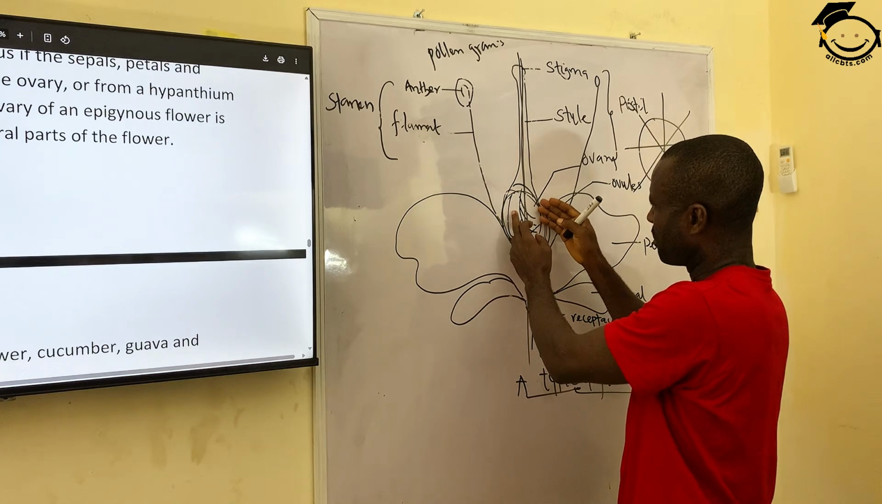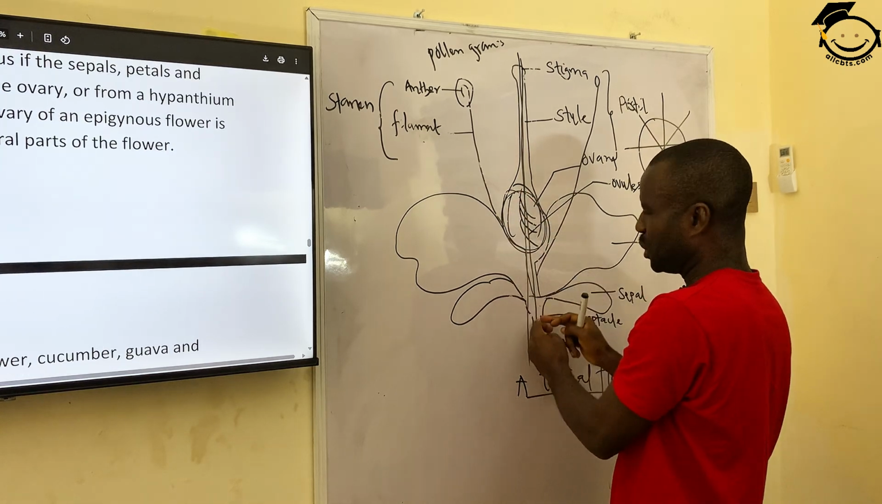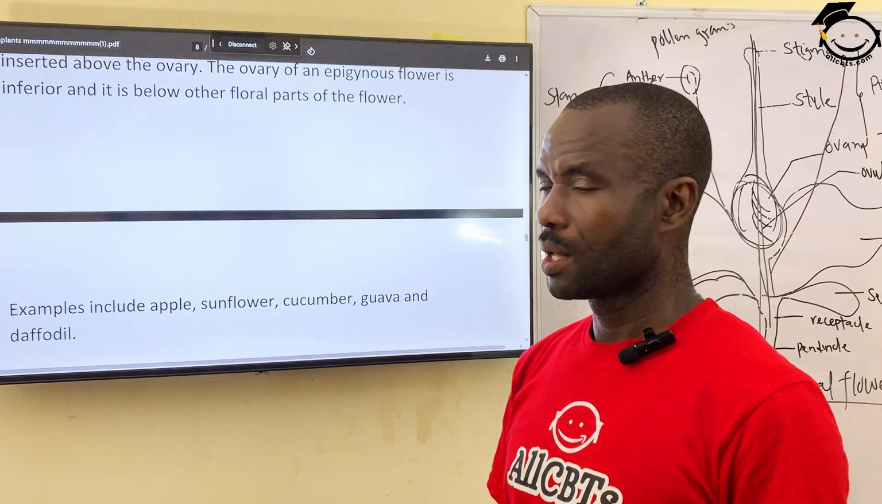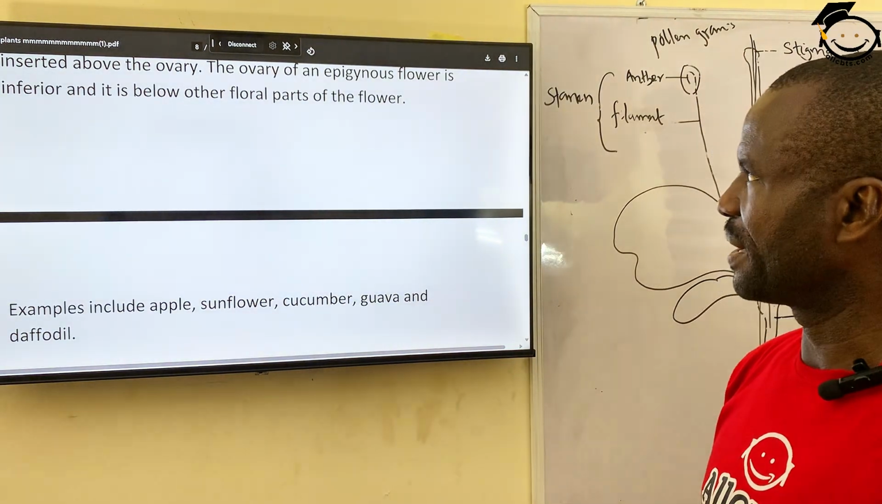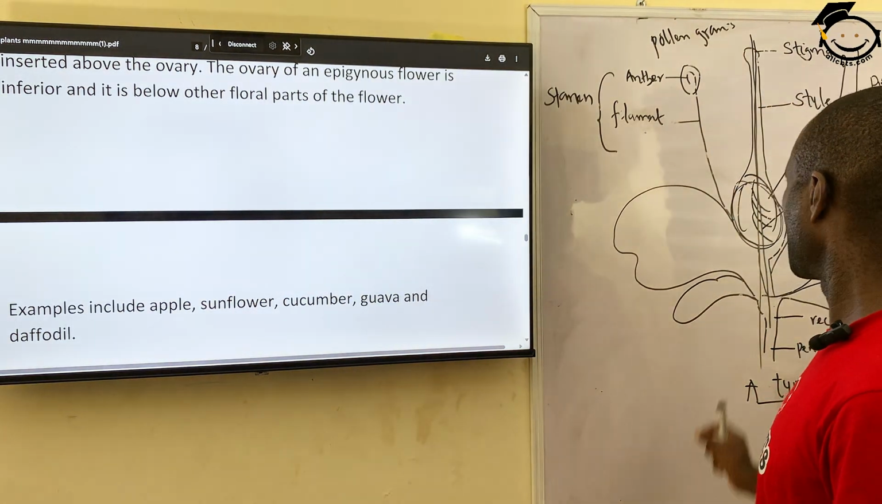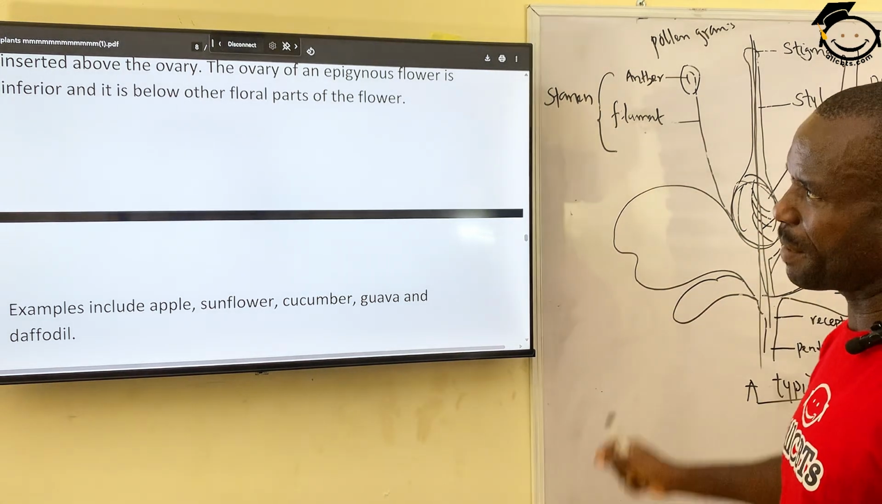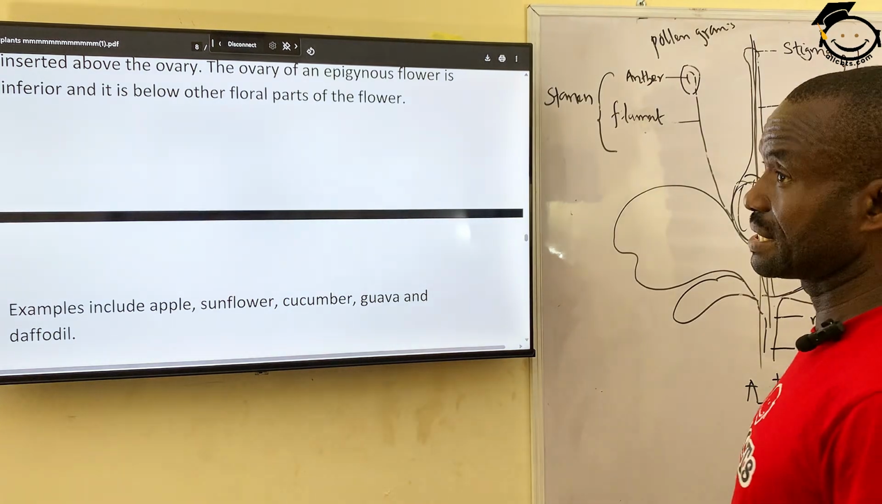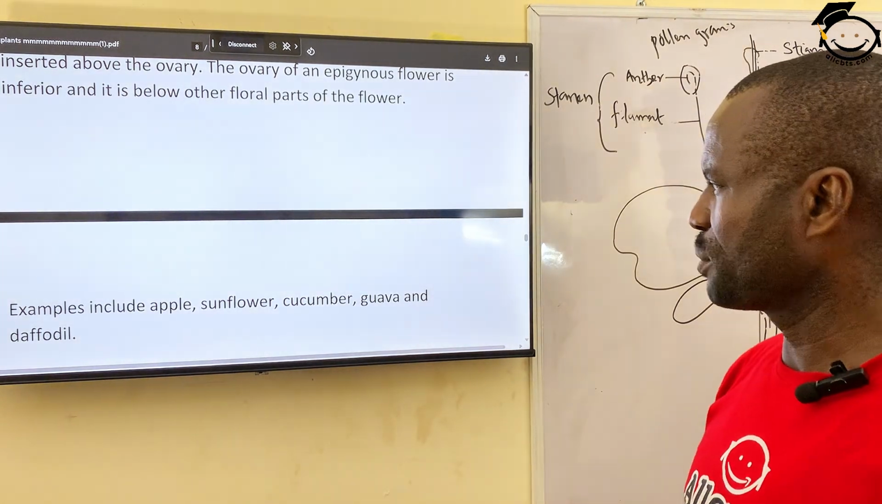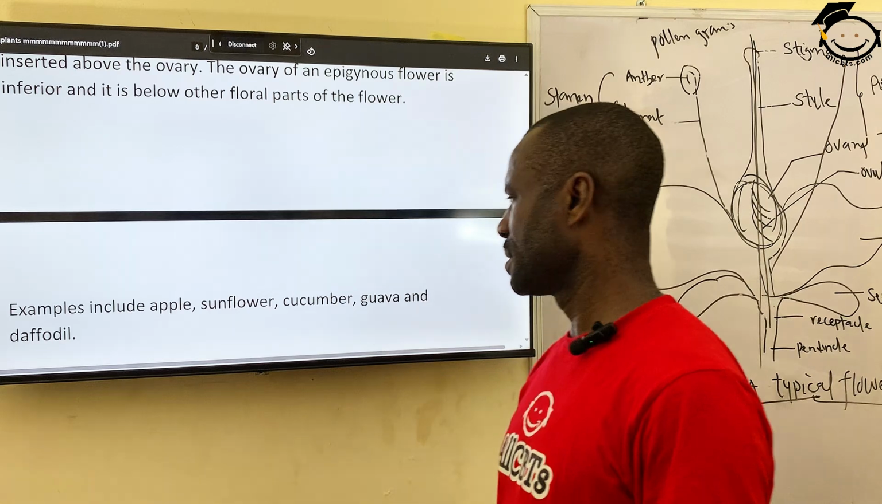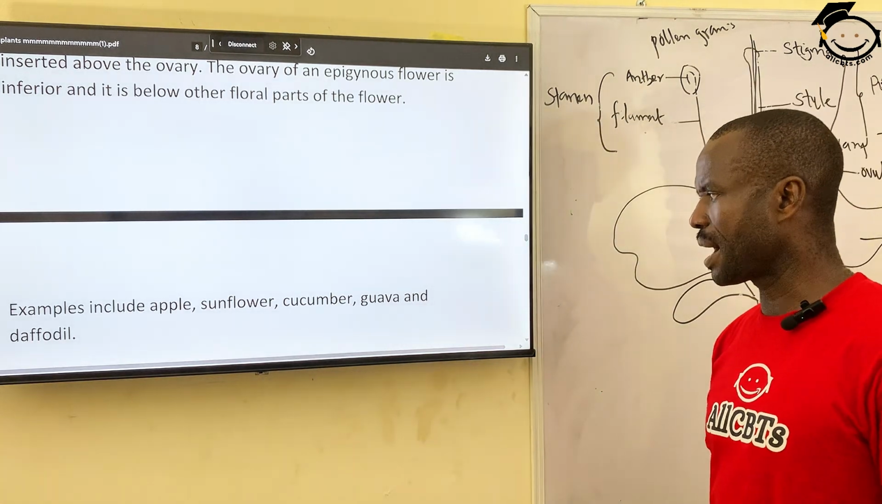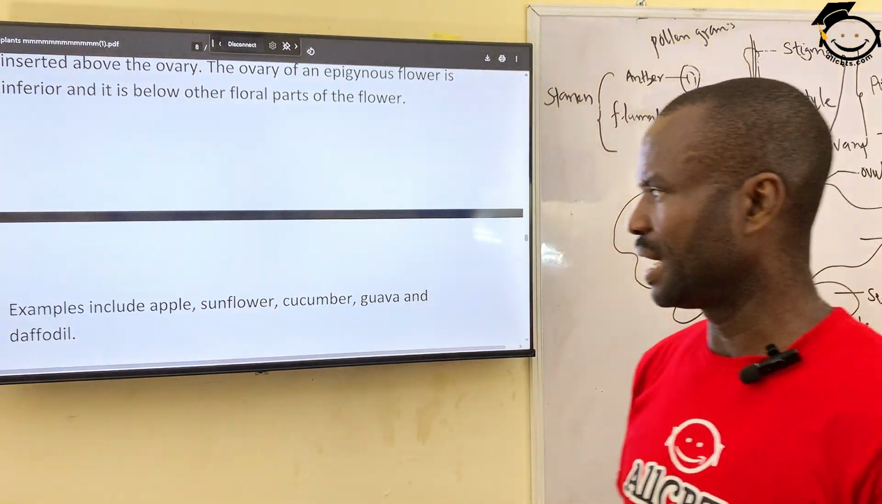So the other one is superior, this is inferior. Why is it called inferior? Because the ovary is below the floral parts. So we define epigynous flower as a flower that has the ovary below all the four floral parts. They are otherwise known as inferior flowers. Now examples include apple, sunflower, cucumber, guava, and daffodil.